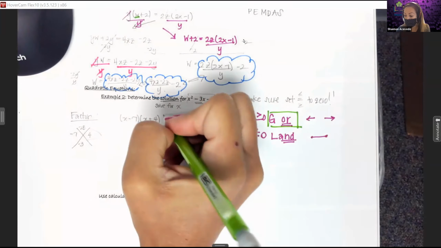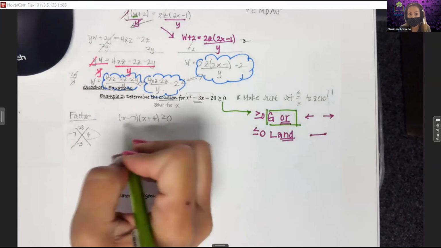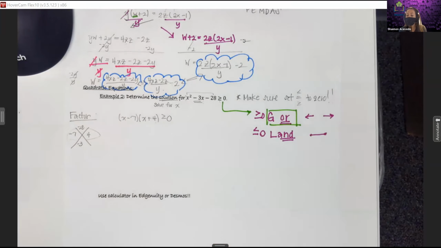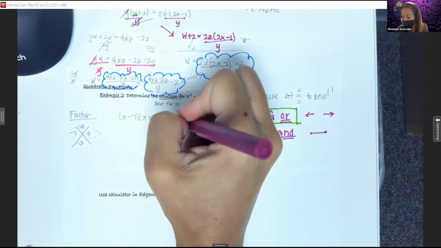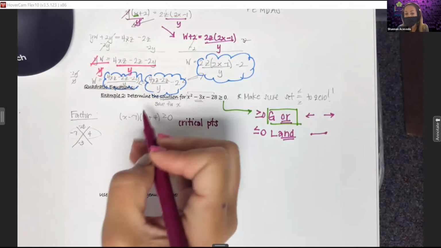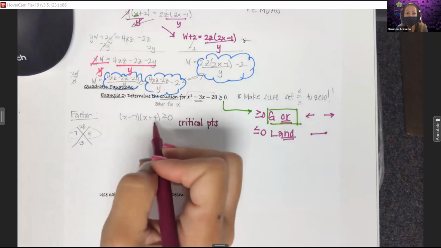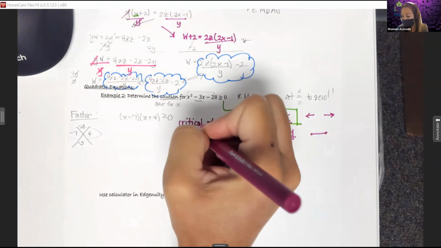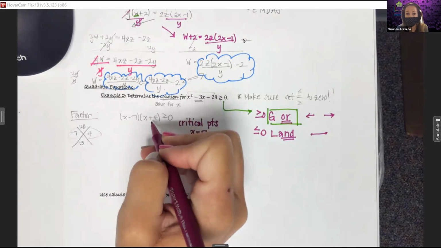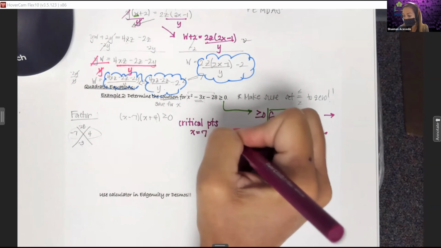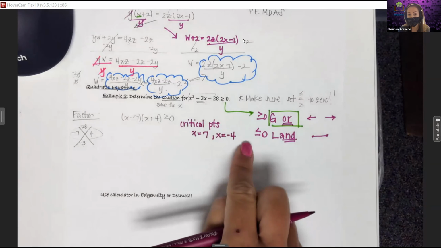It's still going to be greater than or equal to 0. This is just a factored form. The reason why I do this is because this helps to give me what we call our critical points. So vocabulary, our critical points are the values that we get when we set these equal to 0. So if I set x minus 7 equal to 0, then x is equal to 7. If I set x plus 4 equal to 0, I would have x is equal to negative 4.